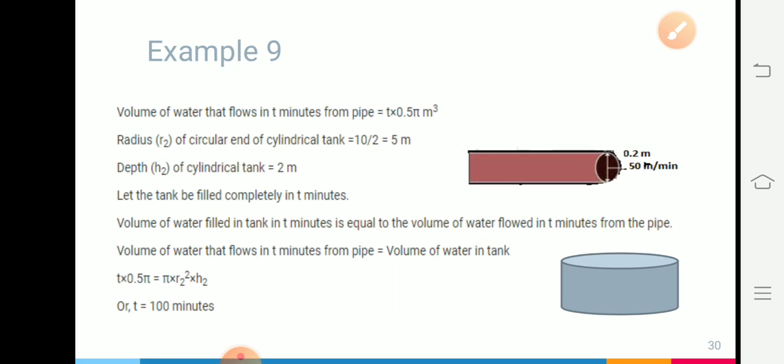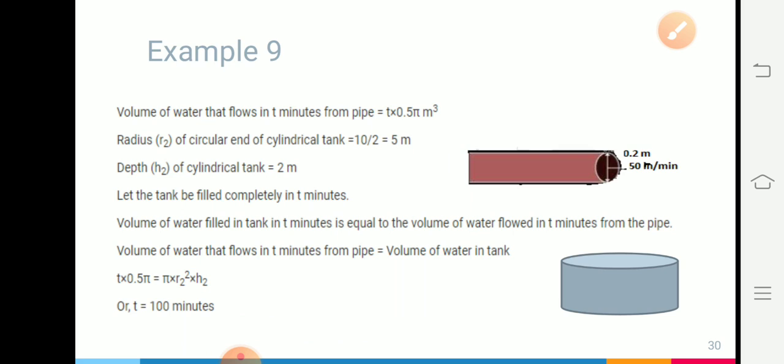So the volume of water that flows in t minutes from the pipe is t into 0.5 pi meter cube. The radius of the circular end of the cylindrical tank is 10 by 2, 5 meter. Now we come to the cylindrical tank. This is the tank which is there and the pipe is filling this tank. The radius of this tank is 5 meter and the depth is given as 2 meter.